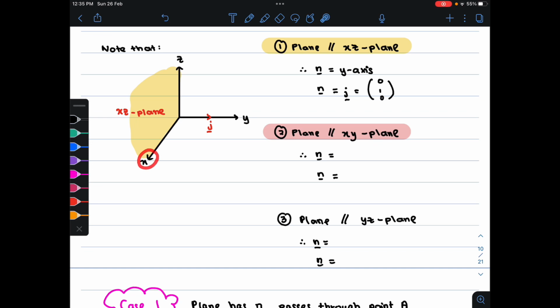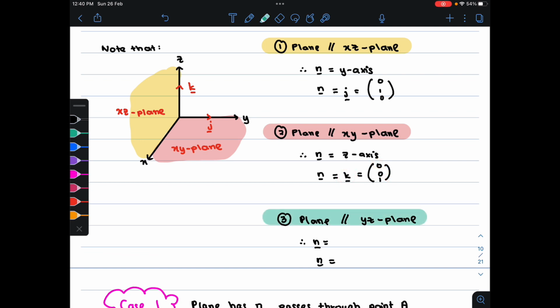This is the x-axis, this is the y-axis. Therefore, this will be your xy plane. And say that we have a plane that is parallel to the xy plane. Therefore, the normal vector of this plane will be the same as the normal vector of the xy plane. So this is your xy plane. Therefore, the normal vector will be along the z-axis. And we know that the unit vector along the z-axis is the unit vector k, which is 0, 0, 1, because vector k means 0i plus 0j plus k.